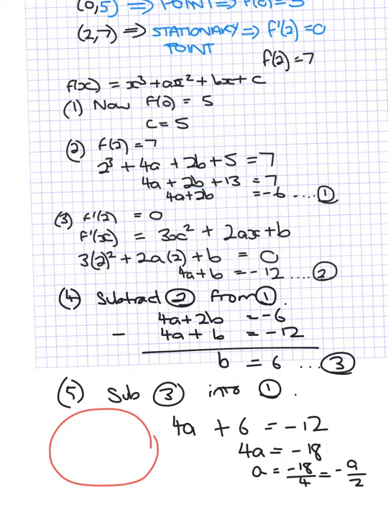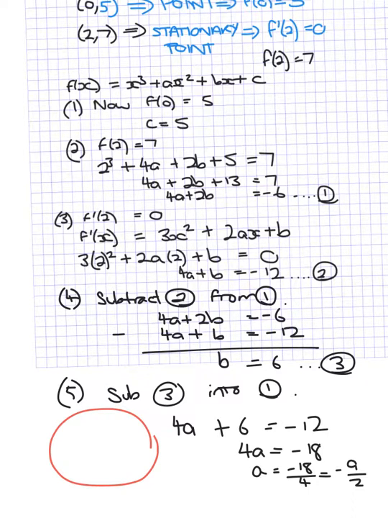Where did the 6 come from? The 6 came from, I subtracted the two equations and I got 4a and 4a. They cancelled out each other. 2b take b is b. And then negative 6 take negative 12 is 6. Another question? Equation 1, 2b. Yeah, that's what I was saying.